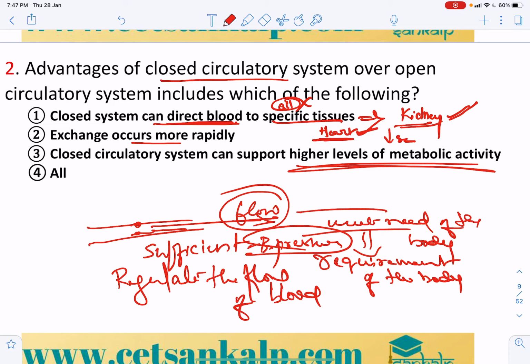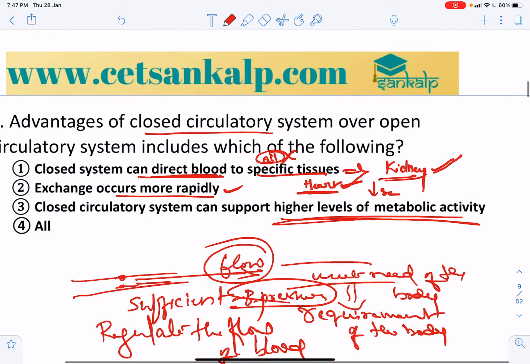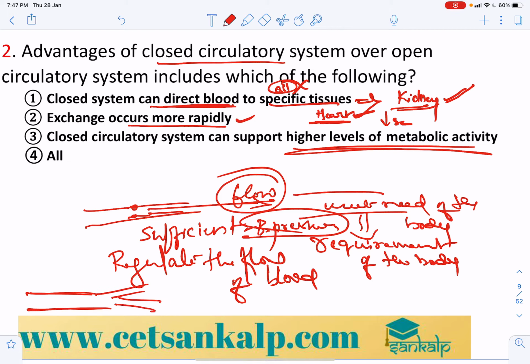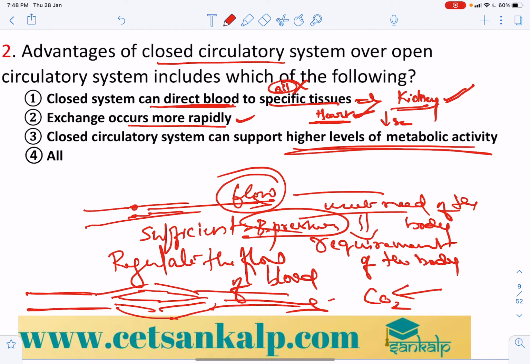So exchange occurs more rapidly. Whenever this blood flow takes place, these are the arteries, and that will be exchanged with the capillaries, and that is going to regulate the flow, and flow will be very fast, and exchange occurs more rapidly, right? The carbon dioxide will be taken from the tissue, and to the tissue oxygen will be given. So that is one function of the circulatory system. It helps in the transportation of respiratory gases. Next, closed circulatory system supports higher level metabolic activity. So all these can be done by this closed circulatory system.